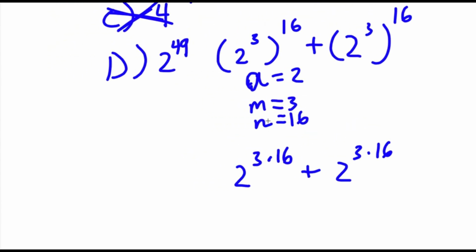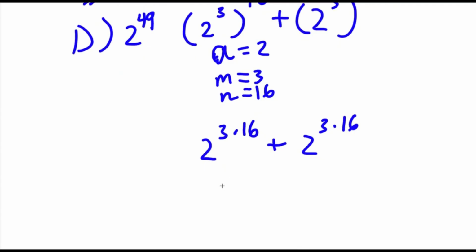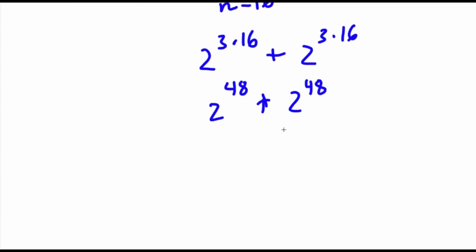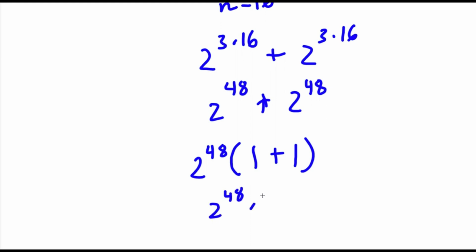Now, 3 times 16 is 48, so now I have 2 to the power of 48 plus 2 to the power of 48. Now, if I factor out 2 to the power of 48 from this, I get 2 to the power of 48 times, now 2 to the power of 48 divided by 2 to the power of 48 is 1, because anything divided by itself is 1. So I have 1 plus, again, 1. 1 plus 1 is 2, so I have 2 to the power of 48 times 2.